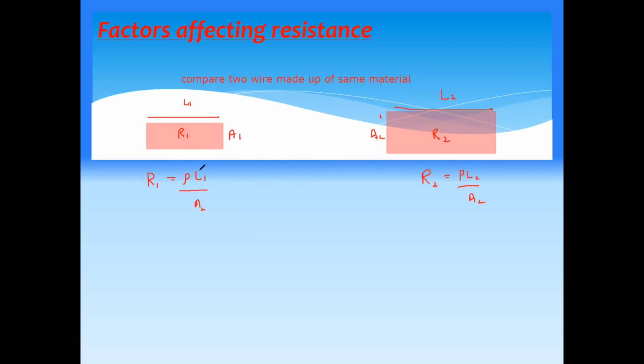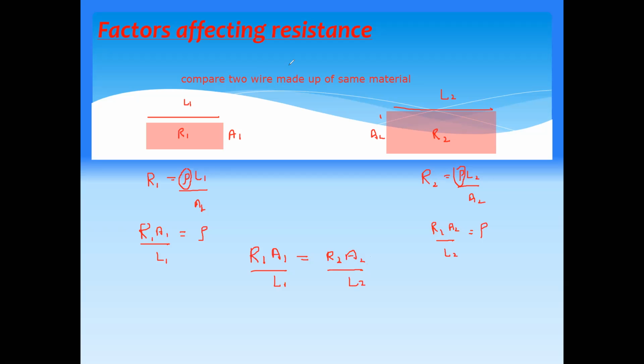Because they are made up of the same material, they will have the same resistivity. That's why I use the same symbol for the resistivity. So if I solve for the resistivity, I can say R1 A1 divided by L1 is equal to rho, and R2 A2 over L2 is equal to rho. So whenever two wires are made up of the same material, you can compare their resistivity because they will have the same resistivity. Then the formula you will use to compare their resistance, area and length is R1 A1 over L1 is equal to R2 A2 over L2.